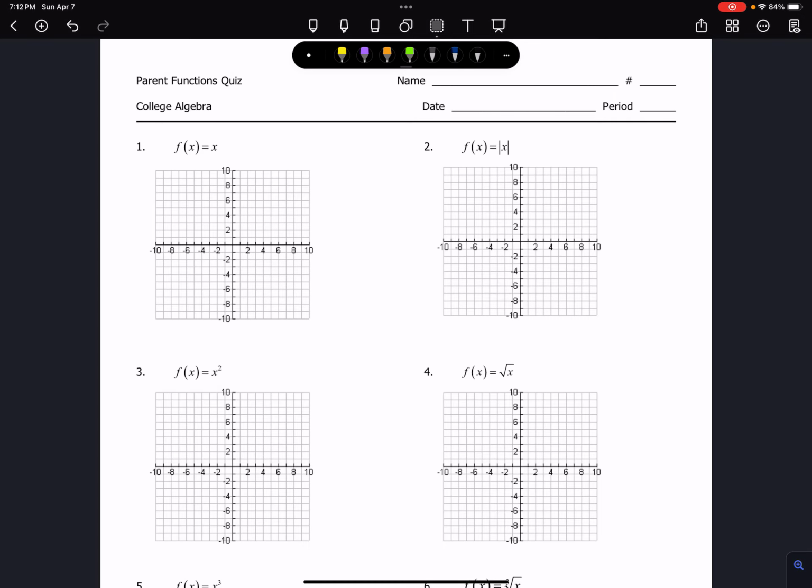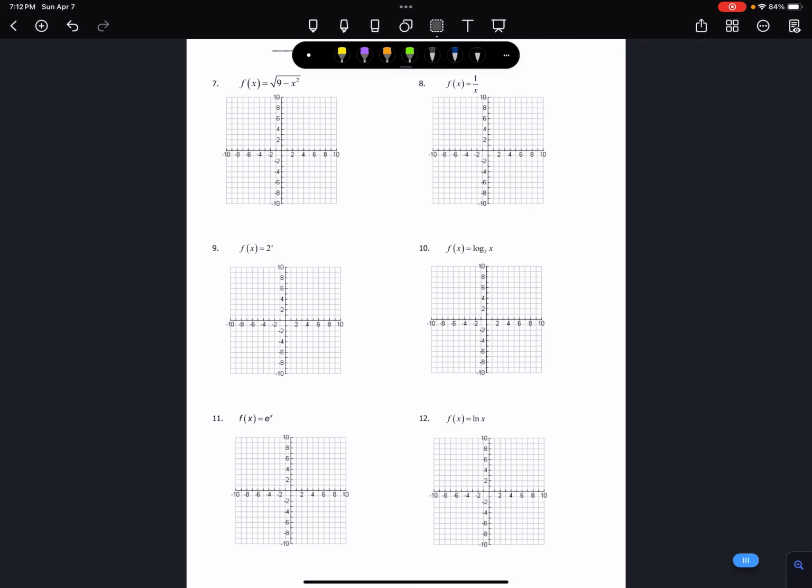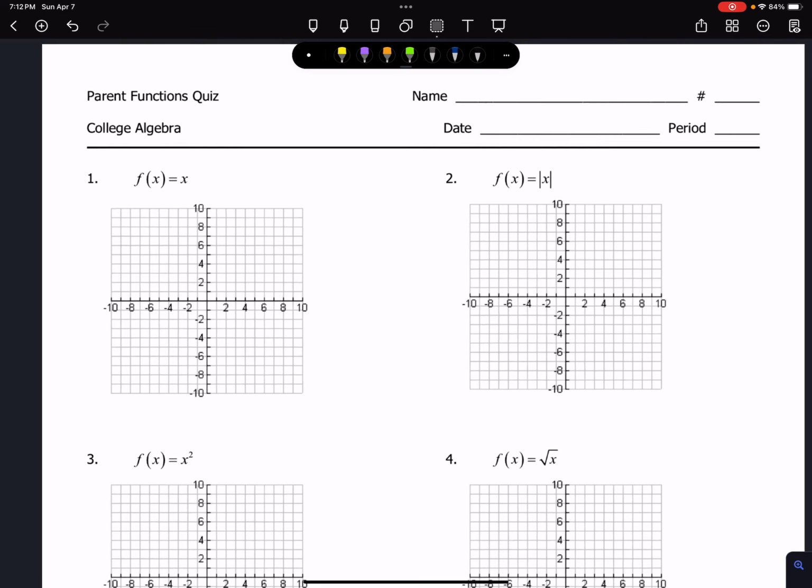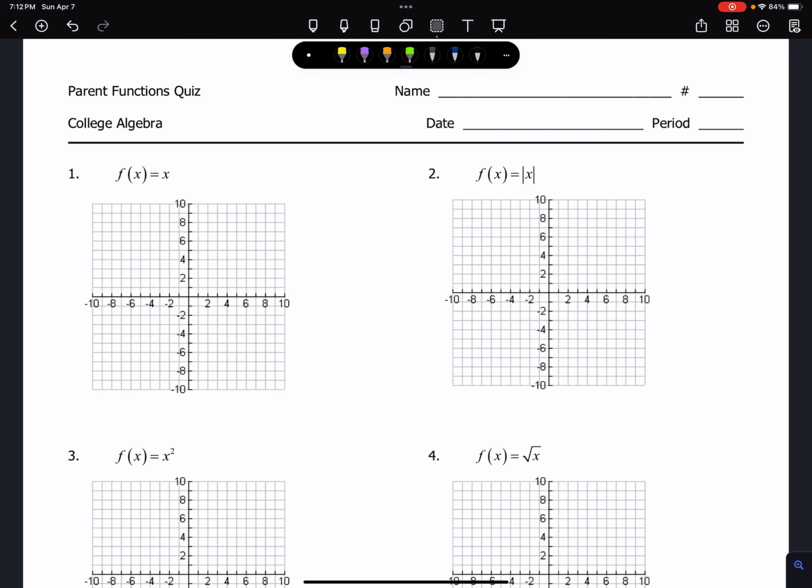Okay, these are our parent functions, and there are 12 of them. And this is how fast you should be able to recognize these functions and reproduce them and their names. The first function is a linear function.